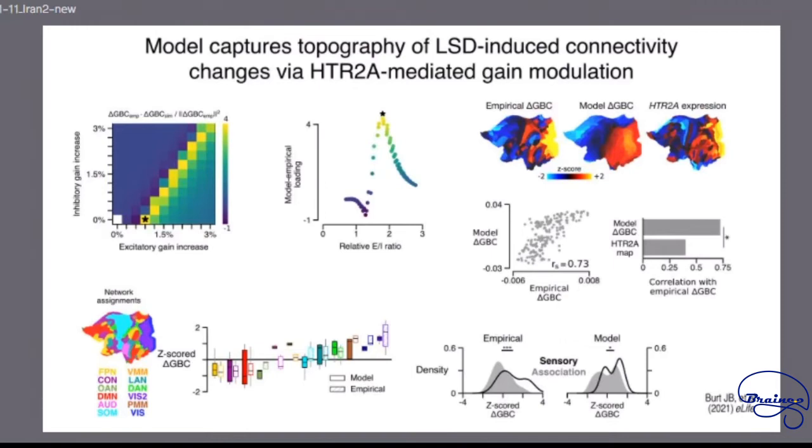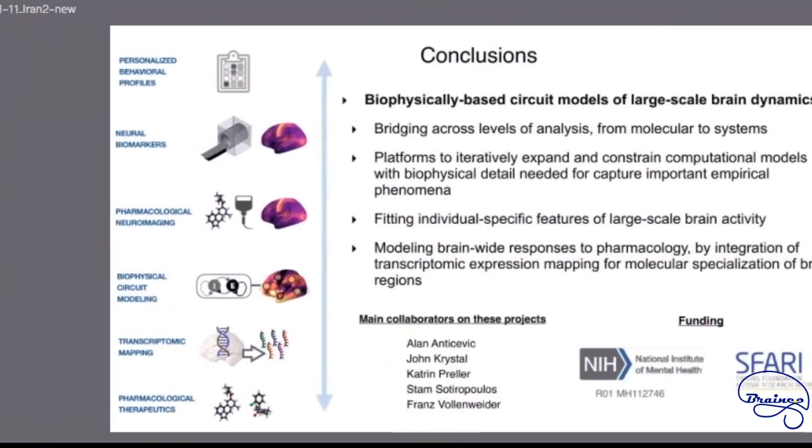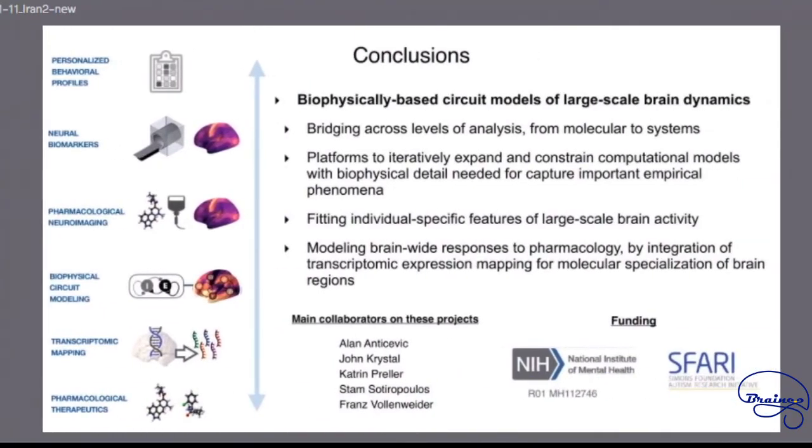So again, we can then see how good of a fit we get, and we get a pretty good correlation. You see here a correlation of 0.73, and on the right here, what I think is most interesting is that it shows that we can do better than the gene expression map alone, right? By simulating the signal that we're actually measuring empirically, we can do better than just the map alone. And again, we're able to fit various aspects in terms of sensory versus association differences, which is quite cool. Okay, so I'm going to wrap it up there so we can have some time for questions.